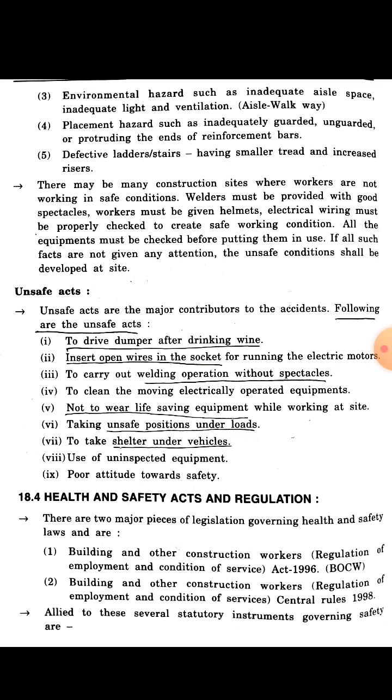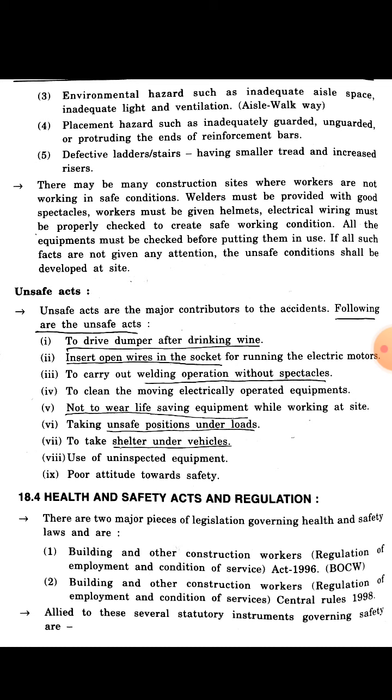There may be many construction sites where workers are not working in a safe condition. A welder must be provided with good specs, and workers must be given helmets. Electric wiring must be properly checked to create a safe working condition. But in some sites this type of checking is not properly done, so at the end an accident is created. Here, some of the unsafe acts are listed below.